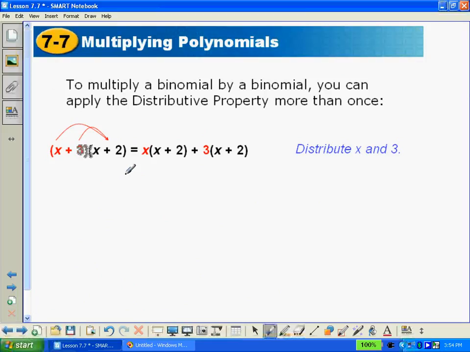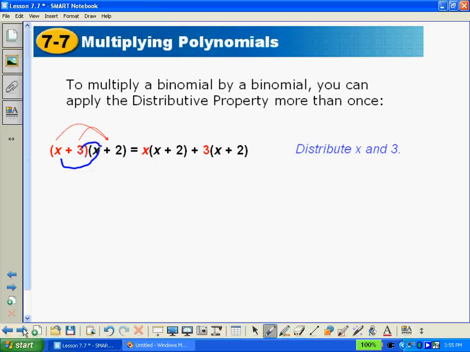When you have a binomial times a binomial, you can also use the distributive property. Essentially, you have to multiply every term in the first binomial times each term in the second binomial. So you multiply the x times the x and multiply the x times the 2. And then you also multiply the 3 times the 2 and the 3 times the x. So you multiply x times x plus 2 and the 3 times x plus 2.